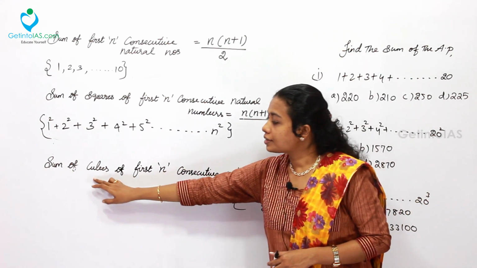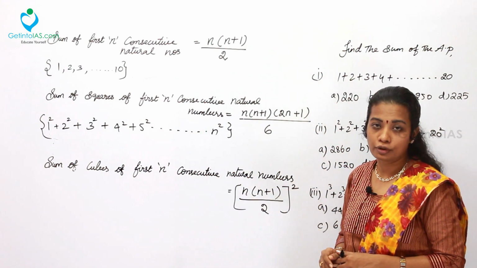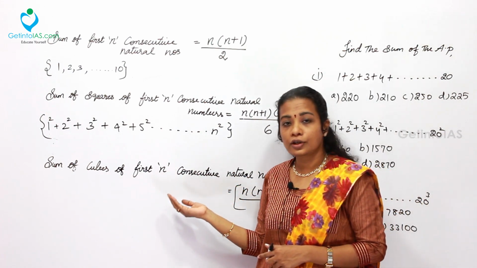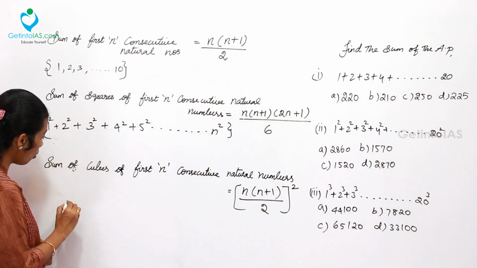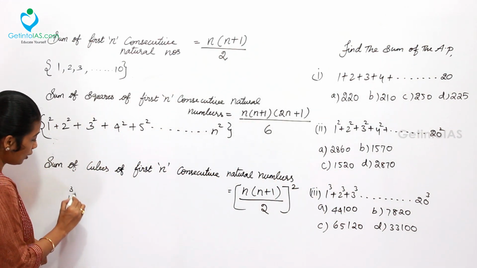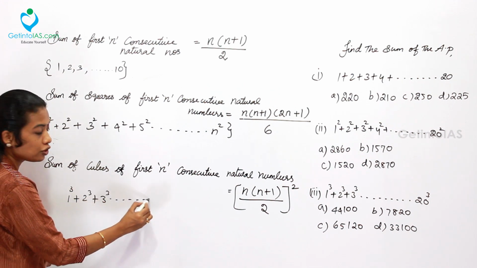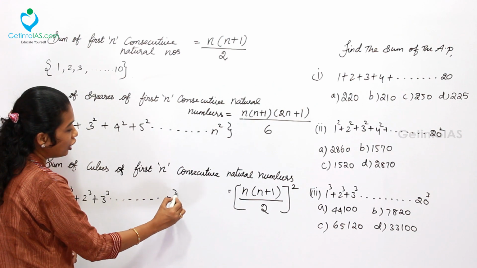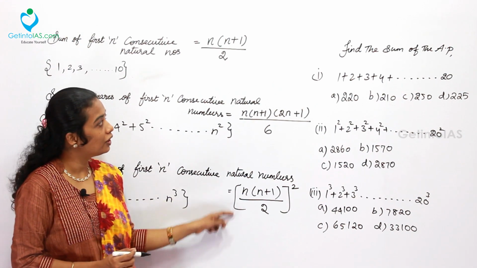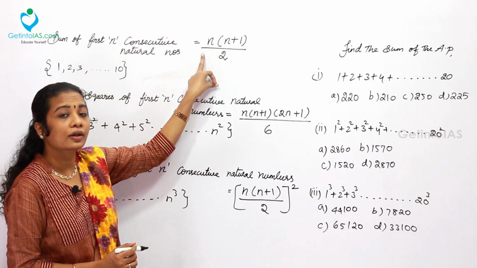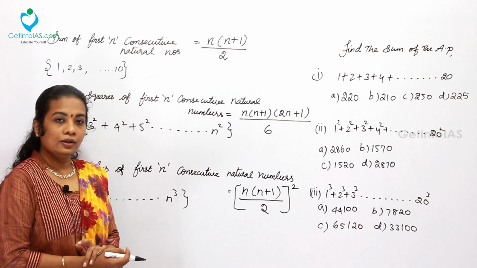Then the next one, sum of cubes of first n consecutive natural numbers. So what is that? The cubes of the natural numbers, that is starting from 1 cube plus 2 cube plus 3 cube and so on up to n cube. So this is the range. For that we have the formula: what we have taken for the consecutive numbers, the whole square. Simple, that is the thing.